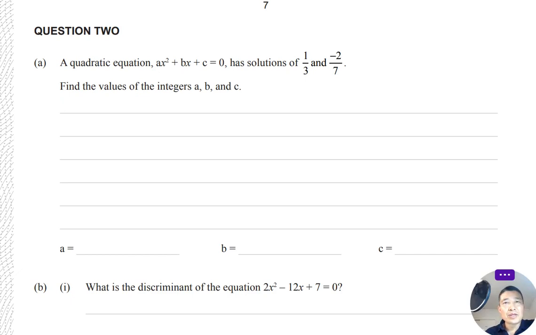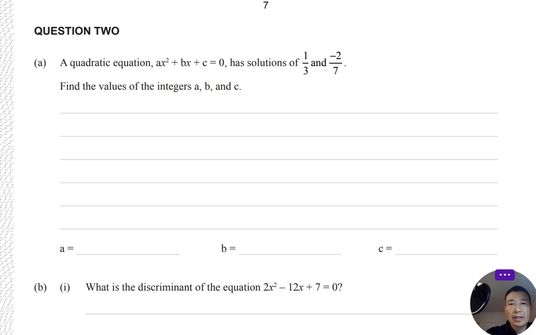Now, we are going to do level 2 algebra 2022 question 2 A, B, and C today. Question A says a quadratic equation ax squared plus bx plus c equals 0 has these solutions. Find the values of the integers a, b, and c.